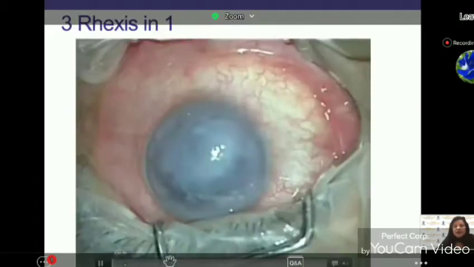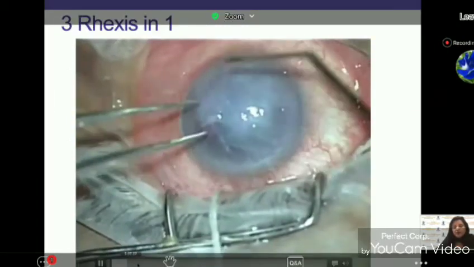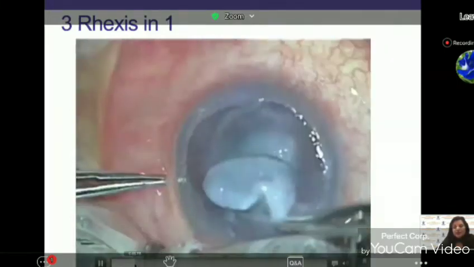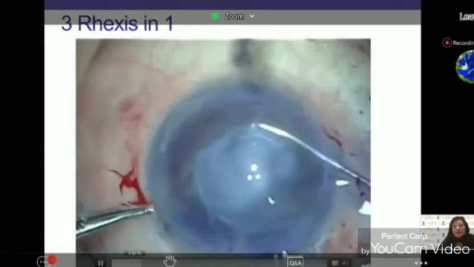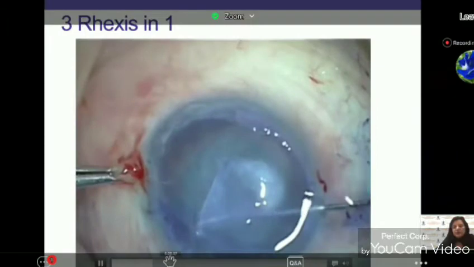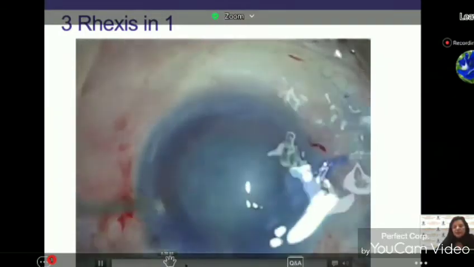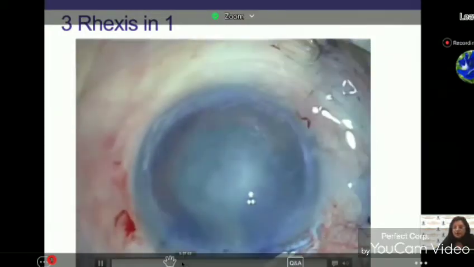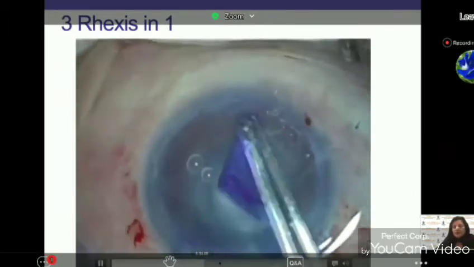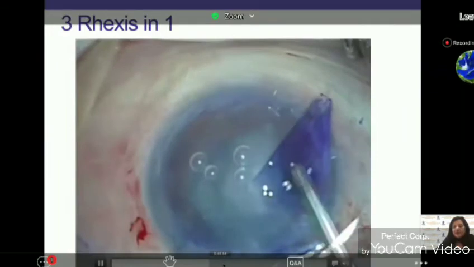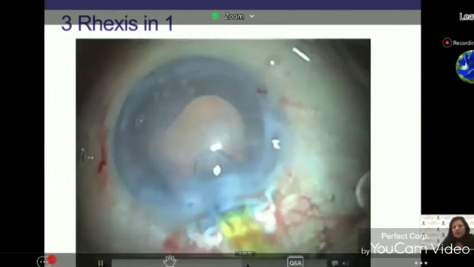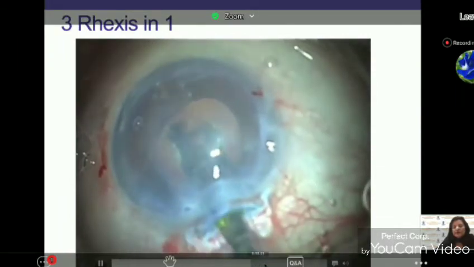Now this was a case which was referred for actually a full thickness penetrating keratoplasty, but in this case 3 rexes have been done. So first the epitheliorexis is done, so the hypertrophic epithelium is removed. Then descemetorexis is done, which is a calcified Descemet's membrane because of Fuchs dystrophy. So this is the second rexis. Then anterior capsulorexis is done. So this is the anterior capsule of the lens. And then subsequently phacoemulsification is done, followed by a foldable intraocular lens implantation.